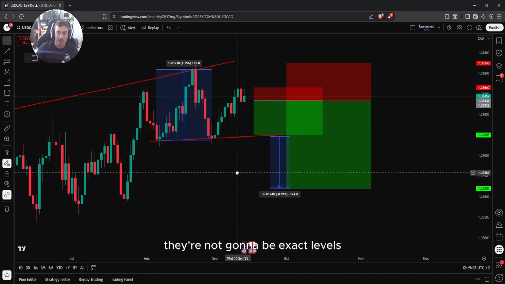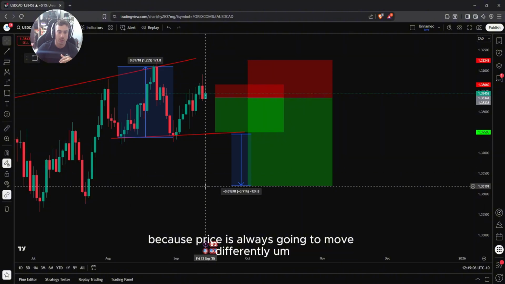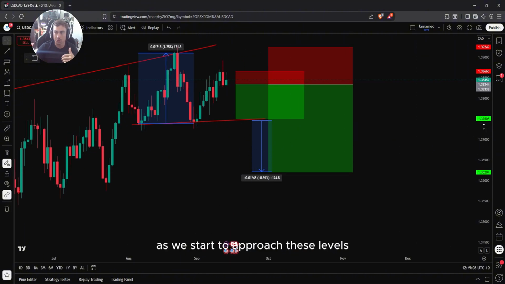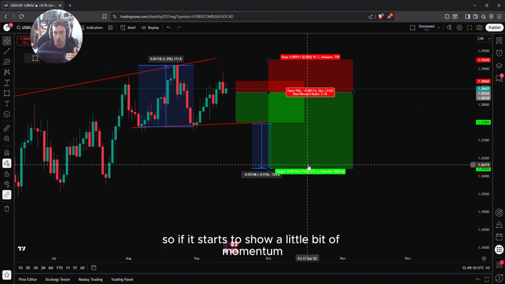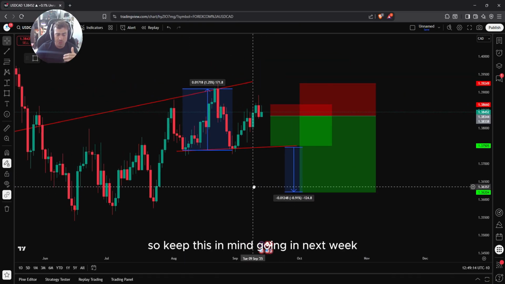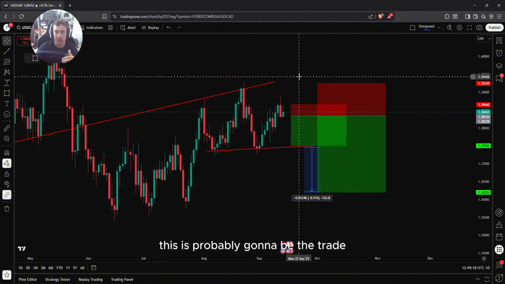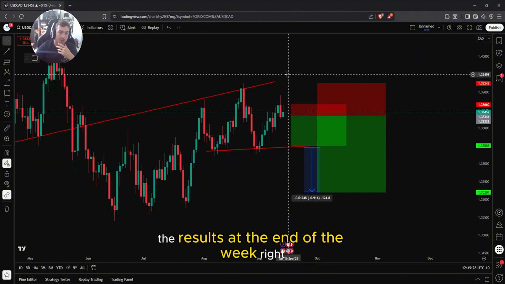They're not going to be exact levels because price is always going to move differently as we start to approach these levels. So if it starts to show a little bit of momentum drop off here, I might close a little bit early, right? So keep this in mind going into next week. This is probably going to be the trade that I'll be looking to take going into next week. And I will be sure to post the results at the end of the week, right?